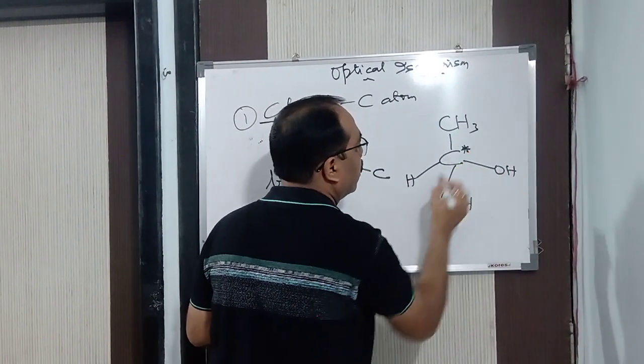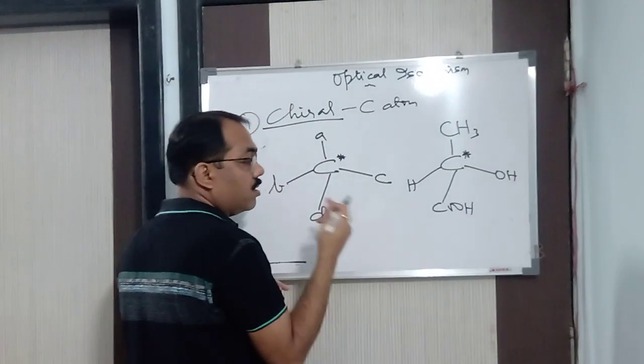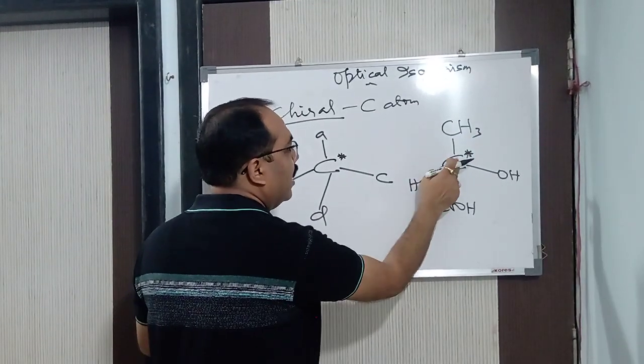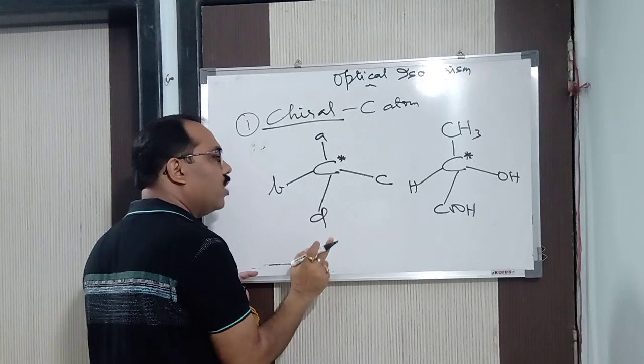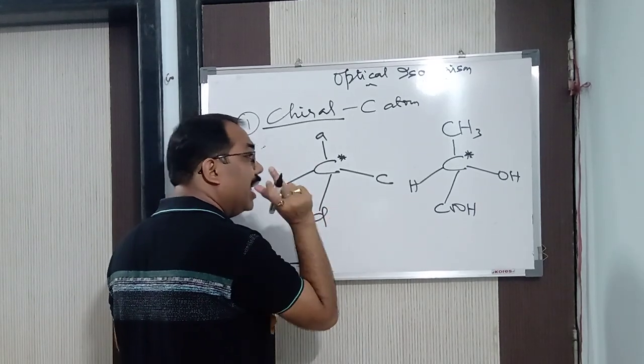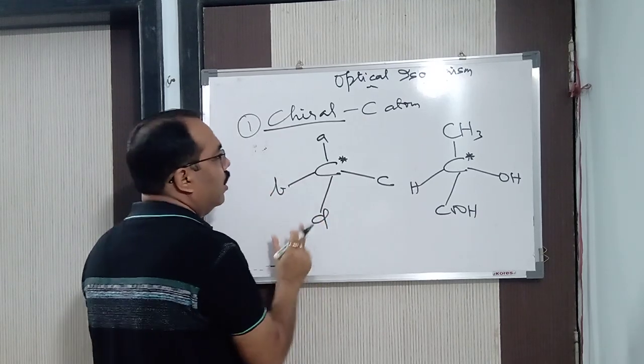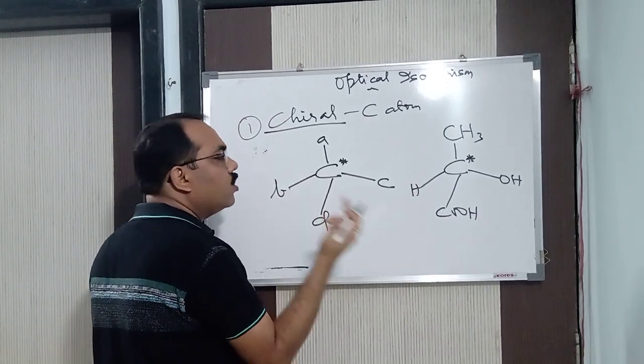So this is nothing but the formula of lactic acid. Now here this is said to be a chiral carbon atom. So the given compound should have a chiral carbon atom or asymmetric carbon atom. Asymmetric means which is not symmetrical. Alright, and the mirror image should not be superimposable.